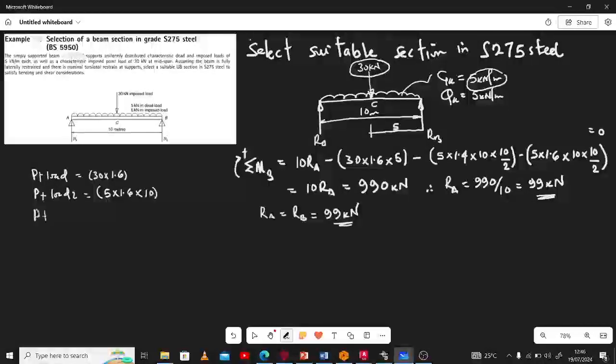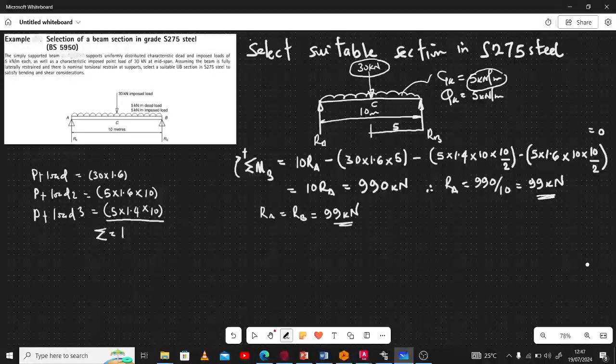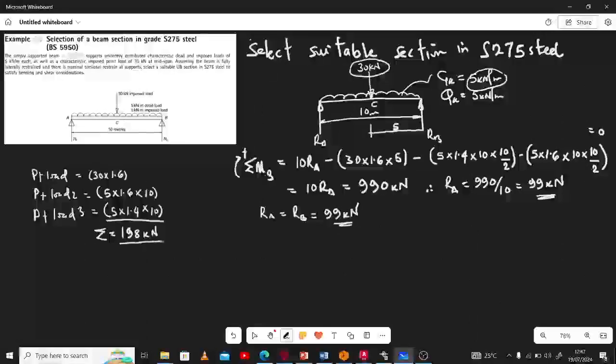Then the third one, you do the same thing. Point load 3 will have 5 multiplied by 1.4 multiplied by 10. Now, this would give you a total, the result will give you a summation of 198 kilonewton. So we have the total point load, and because of the symmetrical arrangement, this is what we have.